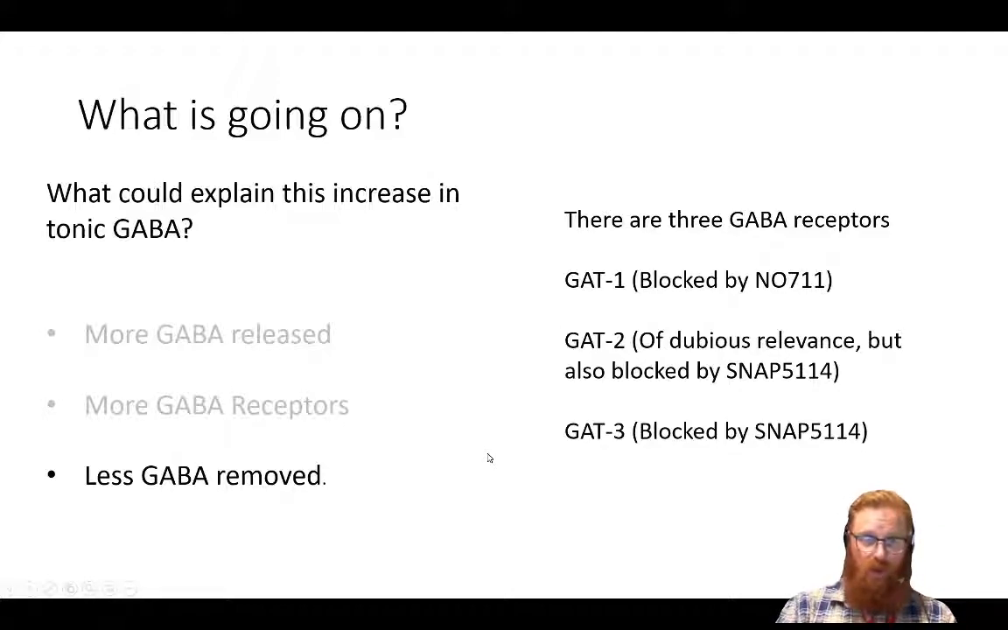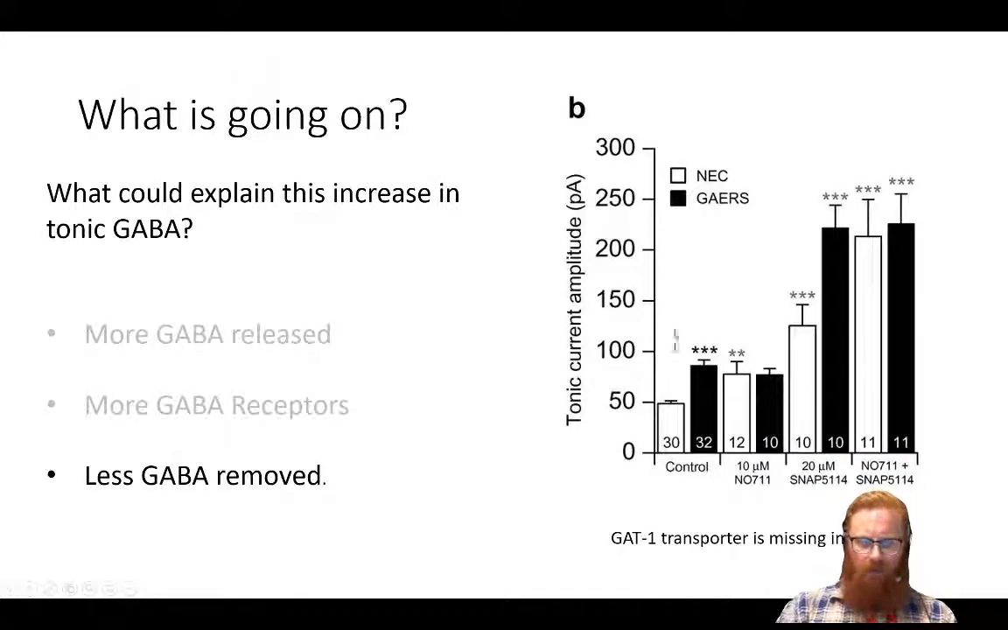So there are three GABA transporters. It's actually some really complicated nomenclature, but GAT1 is expressed on neurons, GAT3 is expressed on astrocytes, and GAT2 may or may not even really be a thing. GAT1 is blocked by NO711 and GAT3 is blocked by SNAP5114. And this is what they did.